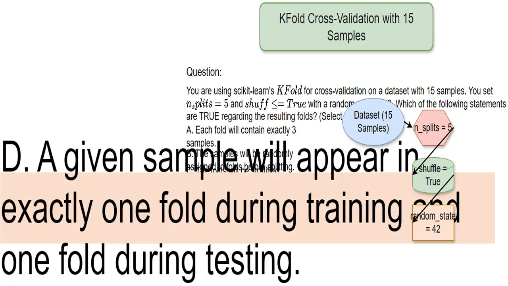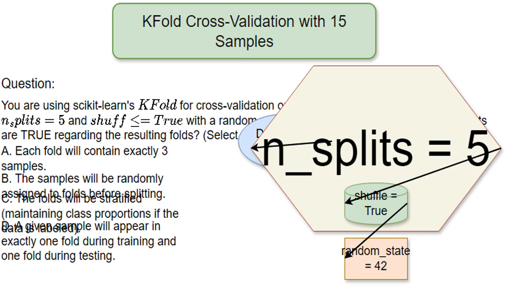I have a dataset with 15 data points, or samples, that need to be split into folds for cross-validation. I've set the number of folds to 5. This means that my data will be split into 5 different groups, each used once for testing and the rest for training. n_splits is short for number of splits.